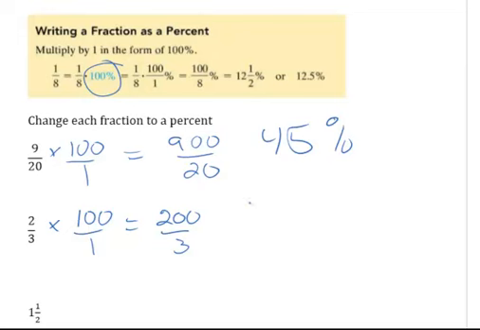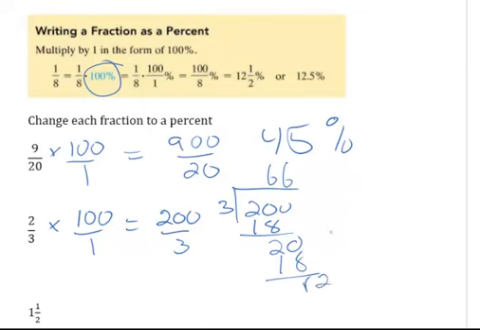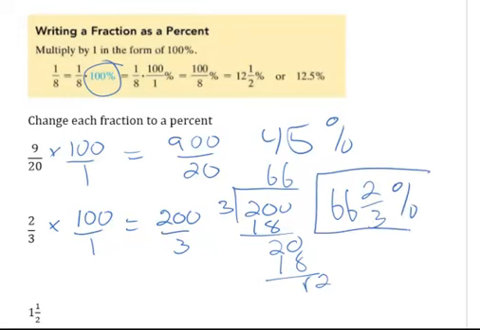So remember, all I'm going to do here is take 200 and divide it by 3. 3 goes into 20 6 times, that's 18. Bring down my 2, bring down my other 0. 3 goes into 20 again 6 times, that's 18. My remainder is 2. So I would write this as 66 2/3%.